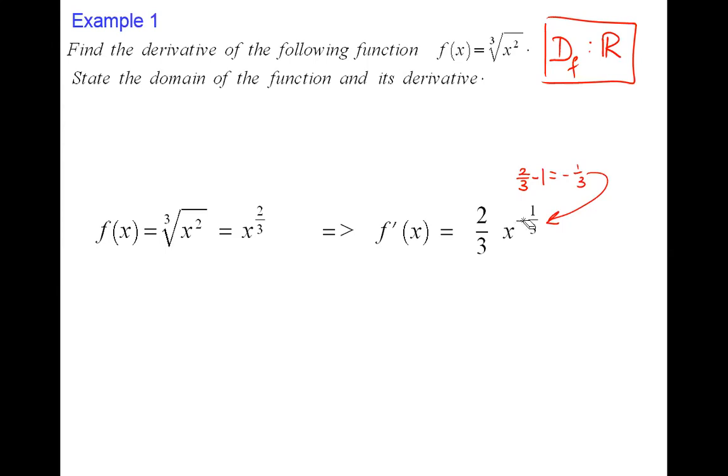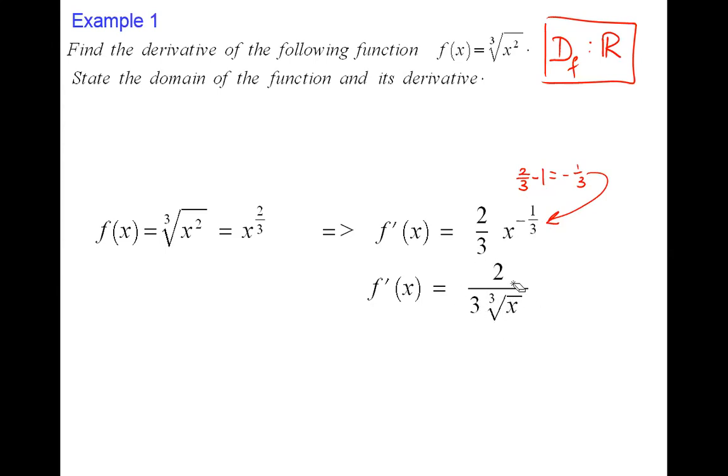Always, if you end up having a negative exponent, please remember, rewrite without the negative. That means a negative exponent means that we're placing everything in the denominator, and 1/3 means cube root. Okay? This is a really nice form of the derivative.